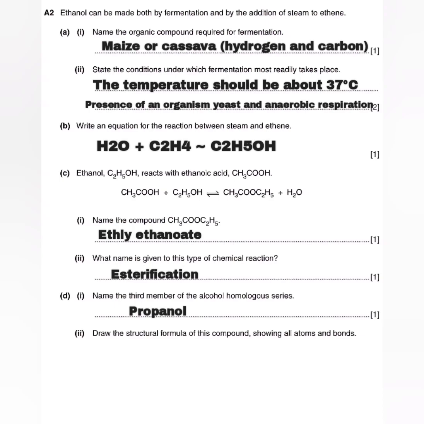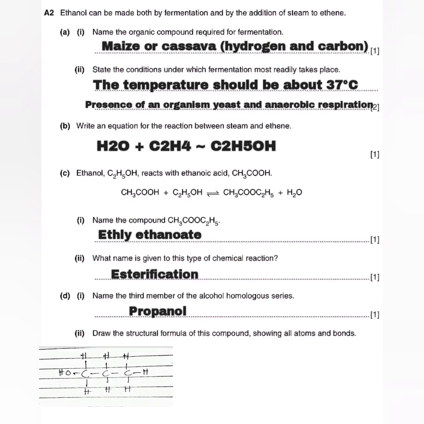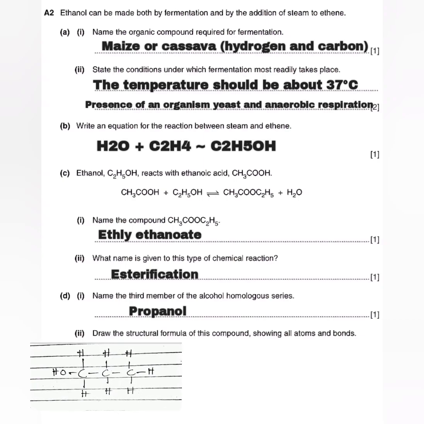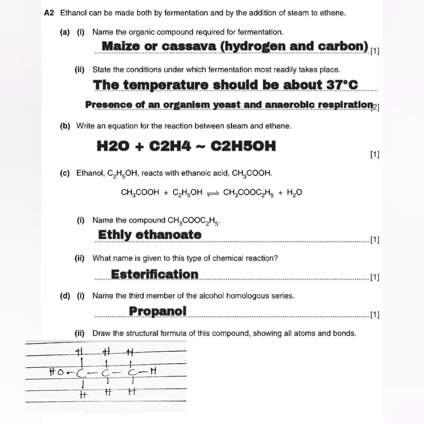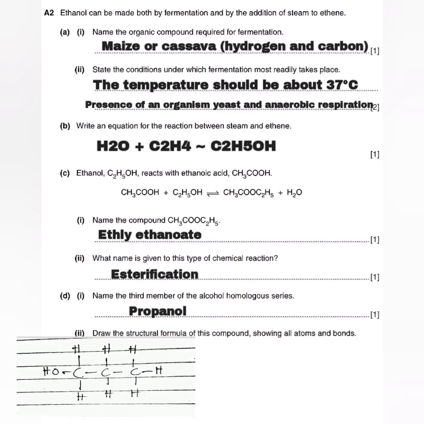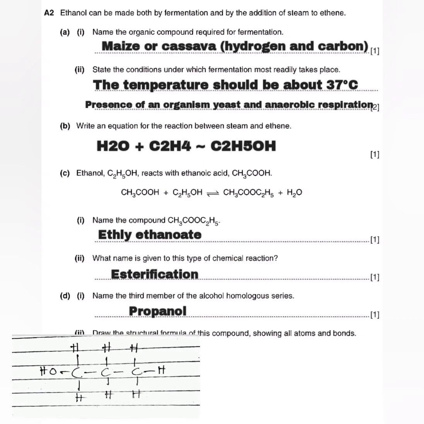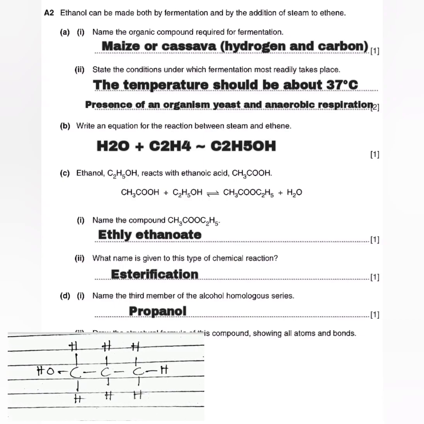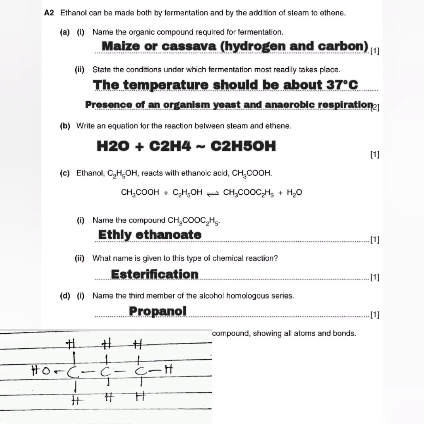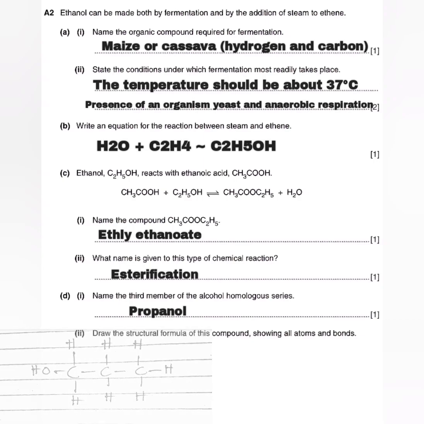Then the last one, Roman numeral 2, is saying, draw the structural formula of this compound, showing all atoms and bonds. So which means here, propanol has 3 carbon atoms. So it is C, a bond and another C, and also a bond, then the last C. And then also you distribute the hydrogen atoms. And also don't forget to put the functional group of alcohols, which is hydroxide. And remember, carbon can only form 4 bonds, okay?